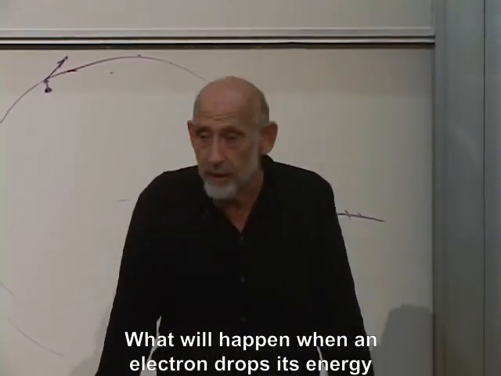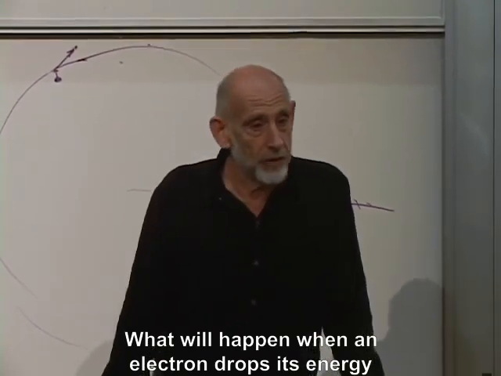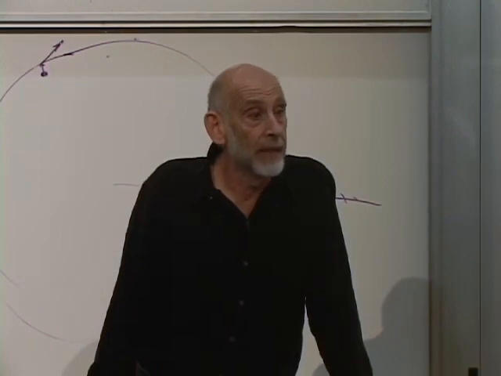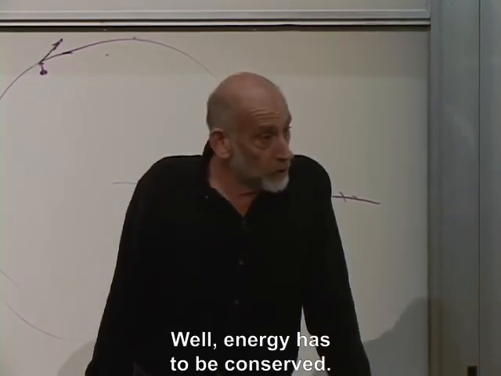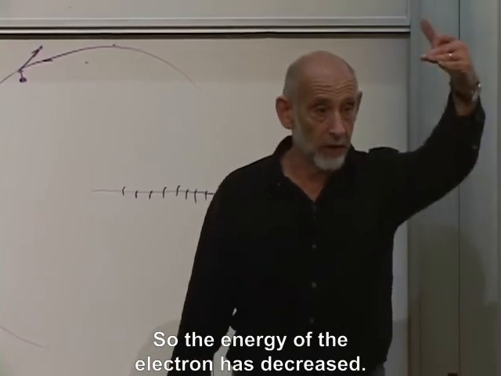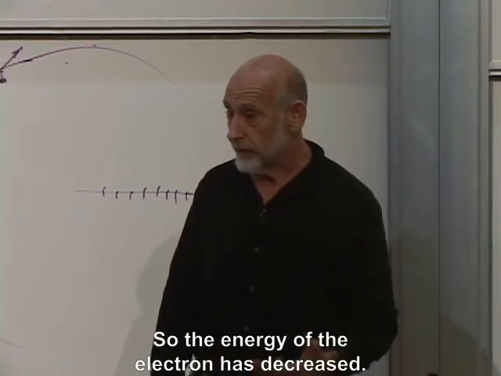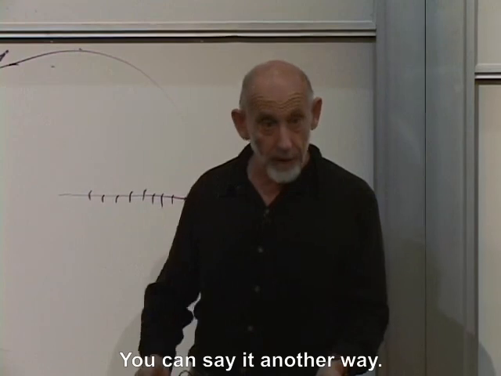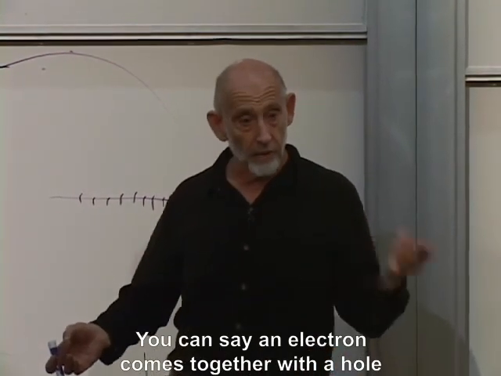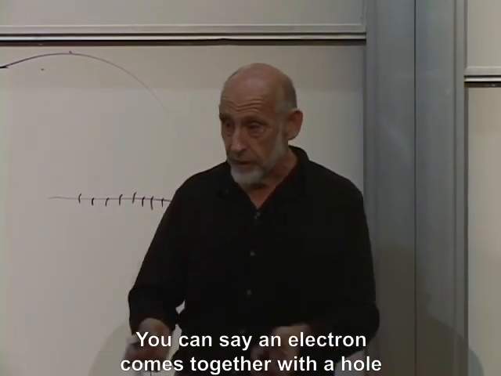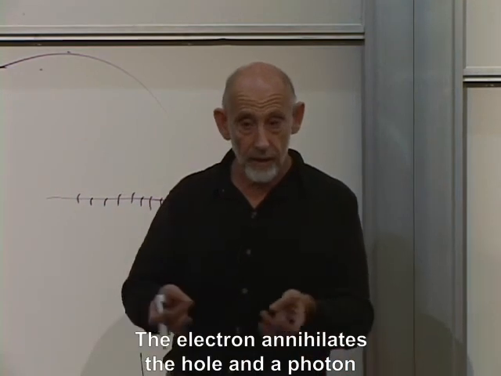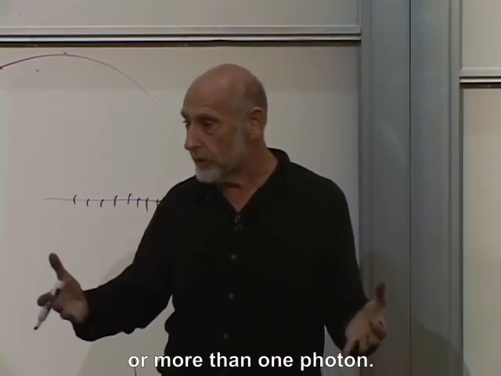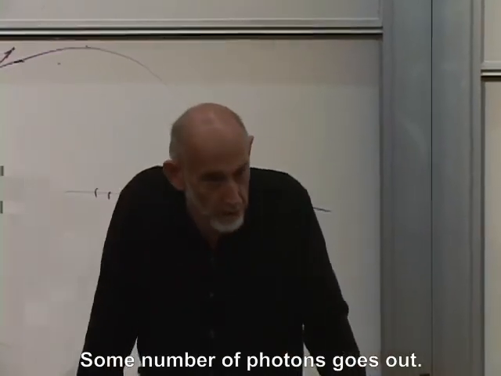What will happen when an electron drops its energy and drops down into the hole? Well, energy has to be conserved, so the energy of the electron is decreased and a photon is emitted. You can say it another way: an electron comes together with a hole and annihilates, the electron annihilates the hole, and a photon, or some number of photons, goes out.